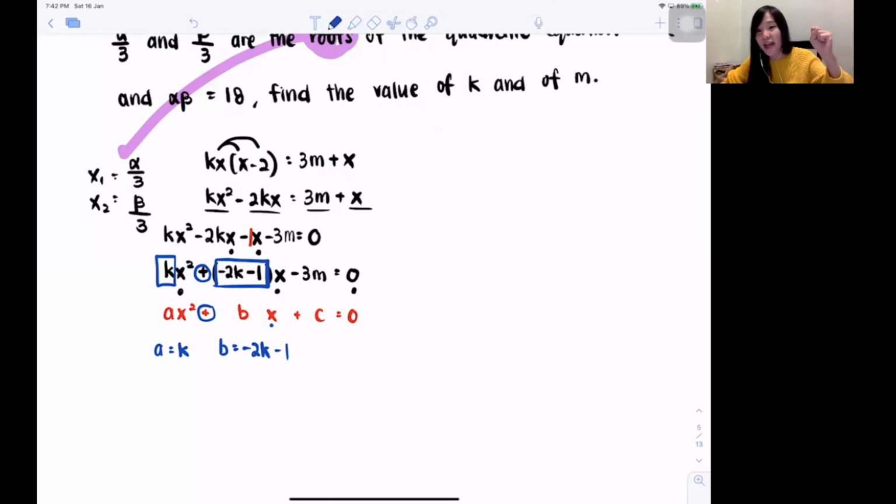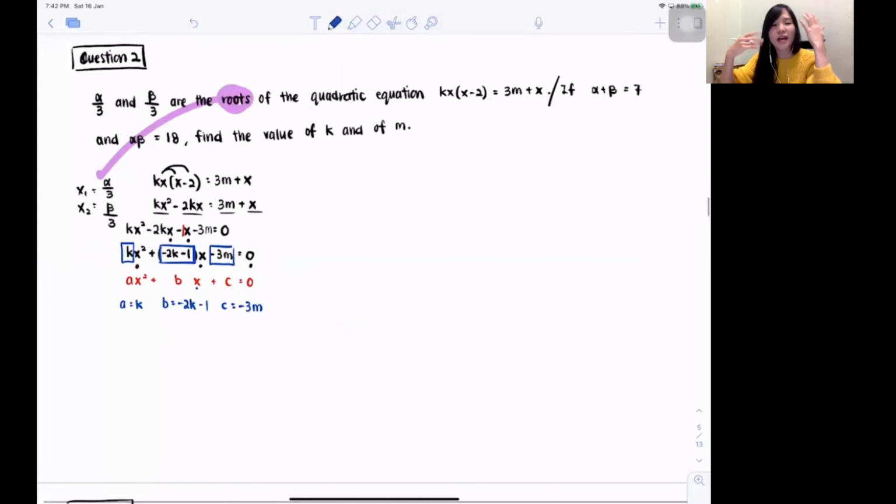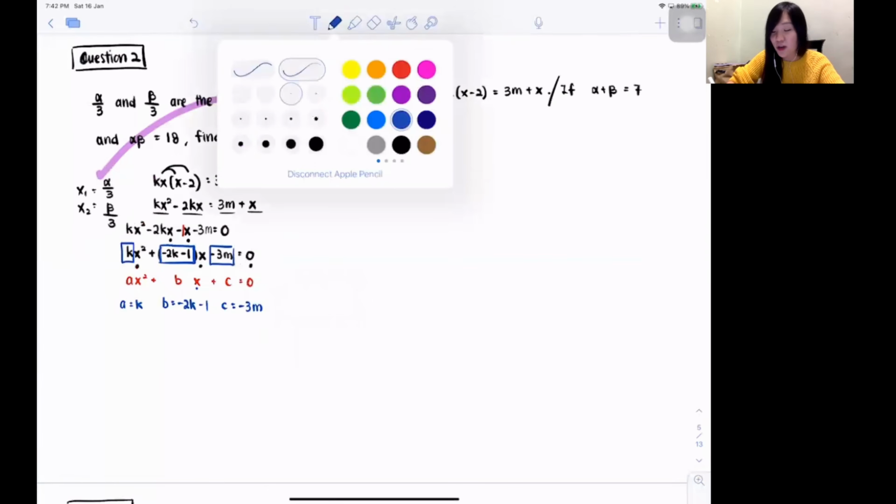But if you just now pull a negative out, you somehow need to times the negative in. It's like super duper troublesome. So that's why like that is the best. Always try to make it like the original form. Then your c will be the last part without the x, which is negative 3m. So every single thing I already well prepared: x1, x2, a, b, c, okay? So with all this, let's continue to read the question because I haven't finished reading.